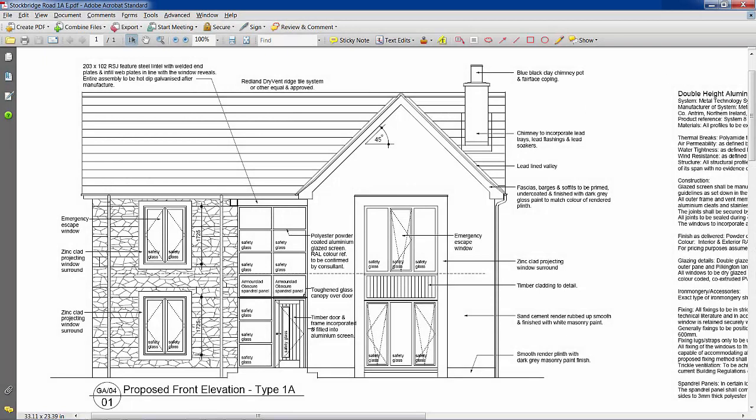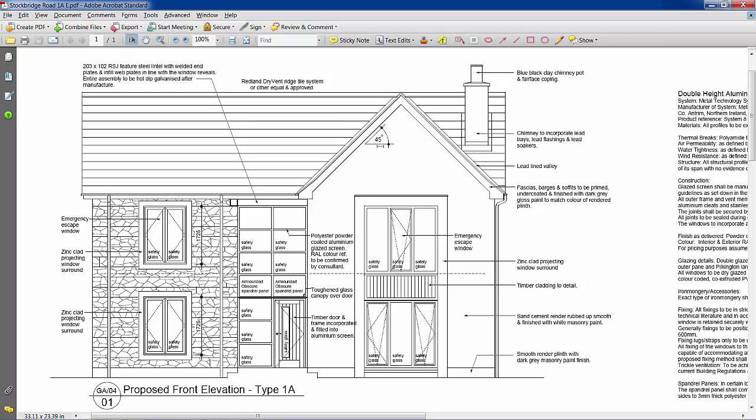Looking at this example then, the elevation is clearly labelled and what the view is, but we have on here a clear indication of what the different finishes are around the outside of the building. So for example, roof tiles, and it mentions up here Redland dry vent ridge tile system. As well as that, we have the chimney clearly showing. You need to indicate where the flashing is around that and what the colour of the chimney pot is.